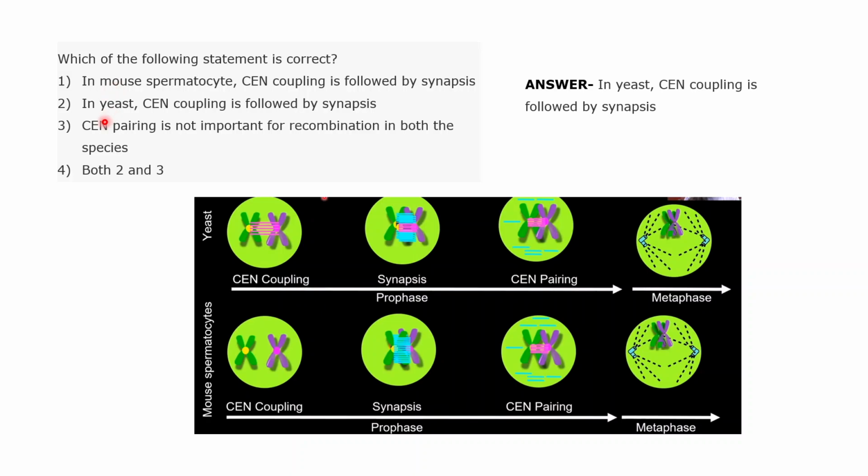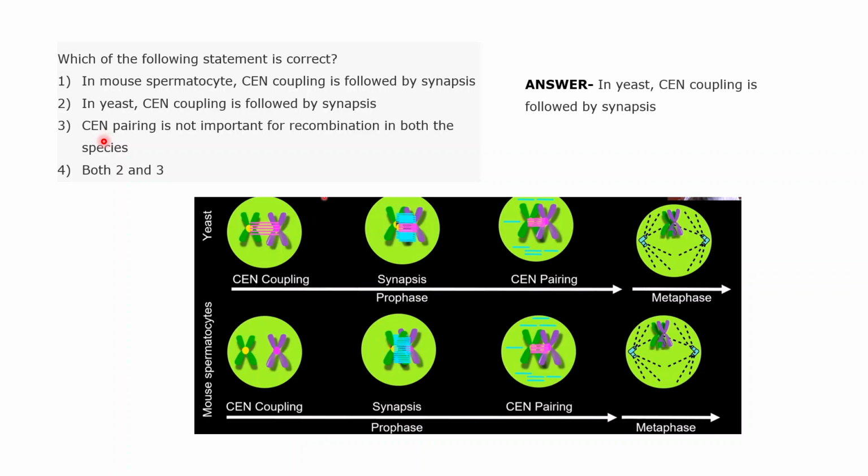Coming on to option number 3, because we have to prove whether option number 4 is also correct or not. Centromere pairing is not important for recombination in both the species. In case of yeast and in case of mouse spermatocyte, you can see from the image that centromere coupling is not present there. However, in case of yeast, centromere coupling is what initiates the synapsis formation. In mouse spermatocyte, no centromere coupling is there. Synapsis forms directly, followed by centromere pairing. But in yeast, centromere coupling takes place first, followed by the synapsis formation, and then the centromere pairing.